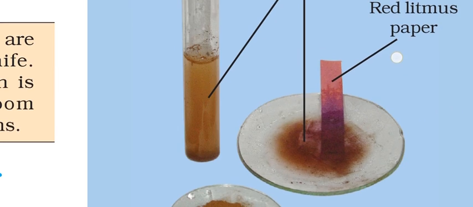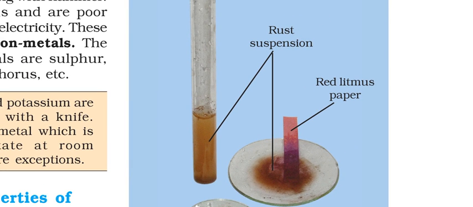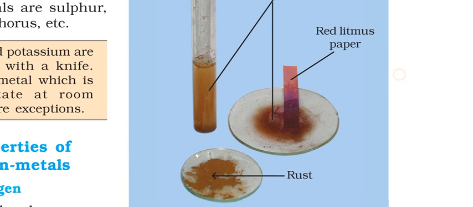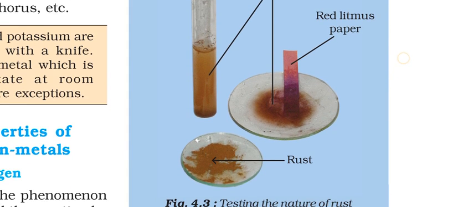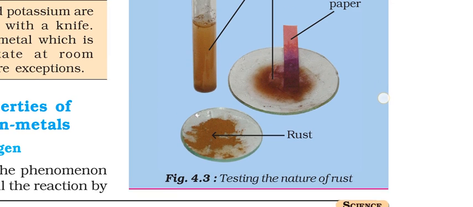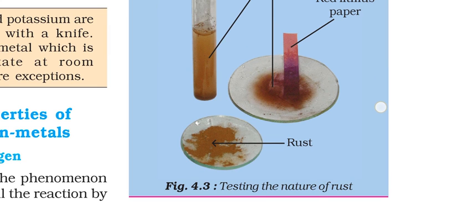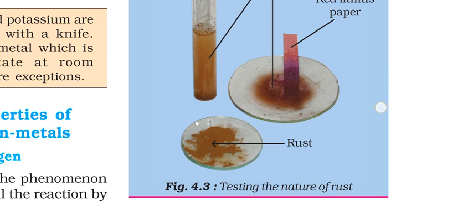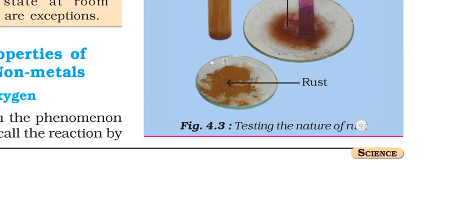So here in the test tube there is a rust suspension. Take a small amount of that rust, take a red litmus paper, and that red litmus paper is going to turn blue. Okay, so which substances turn red litmus paper into blue? That is base. Acids turn blue litmus into red, and bases turn red litmus paper into blue. Okay, so what kind of nature does this rust have? It has a basic nature, because it is turning red litmus paper into blue, right?